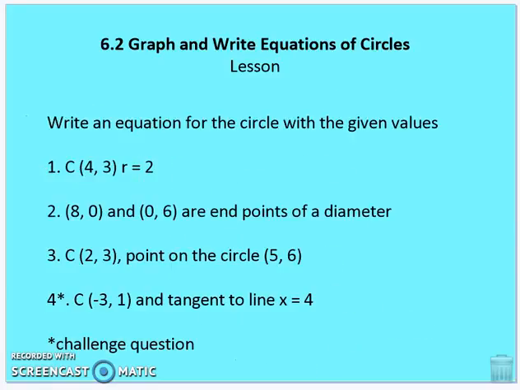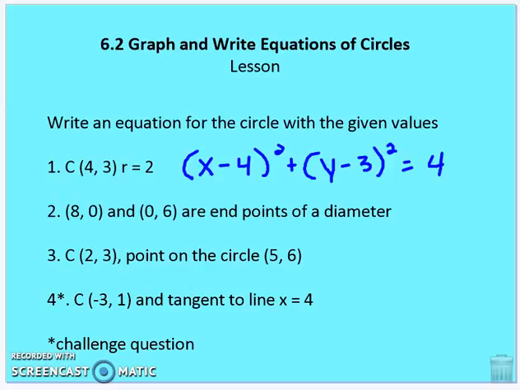Okay, moving on, I'm going to give you some classwork to do or online YouTube work to do. So go ahead and solve each of these 4 problems, then we'll come back and take a look. I'm going to pause here while you do this. Okay, so first one, x minus 4 squared plus y minus 3 squared is equal to 4. So remember, this is the radius squared.